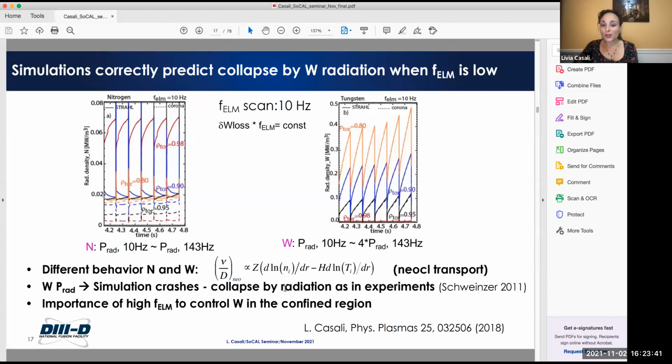And this actually was in agreement with what was reported in the experiments in this paper from Schweinzer 2011, where an ELM frequency of at least 12 Hertz was required in order to sustain the discharge. And so this study has shown the importance of having ELM frequency in order to control tungsten in the confined region. And we are coming back to this topic of impurity buildup in the pedestal in a few slides.